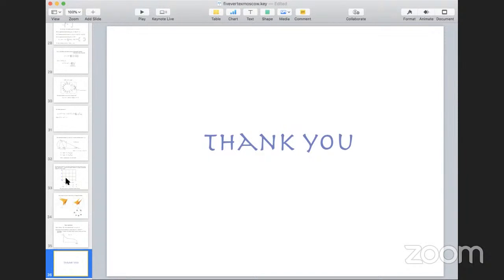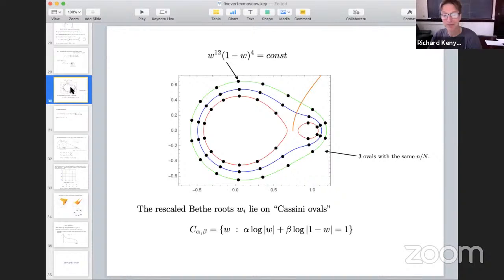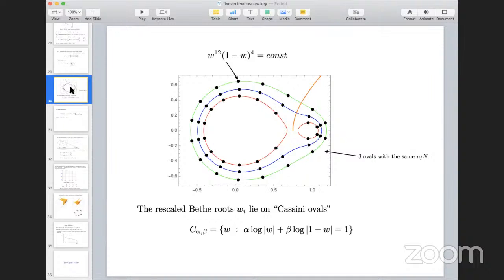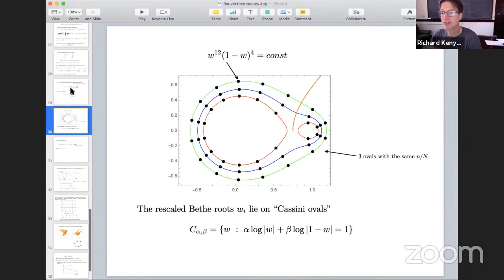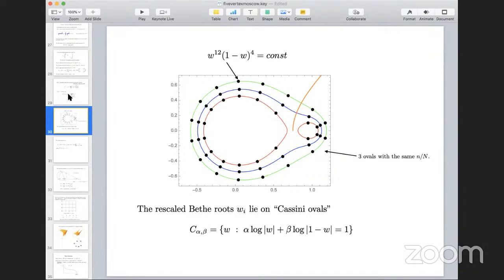Could you return to these Cassini ovals? Yes. My question is, what you actually need, as I understand, is to finally find this function sigma, right? That's right. We're looking for sigma. Yes. But what we're going to find first is the free energy. And my question is the following.